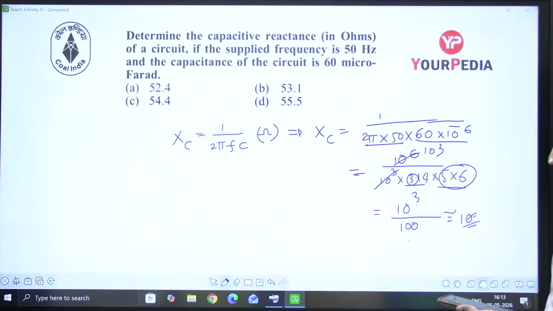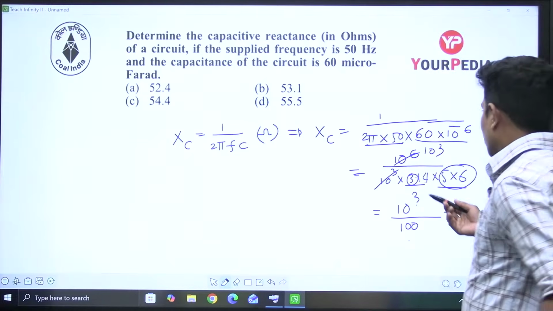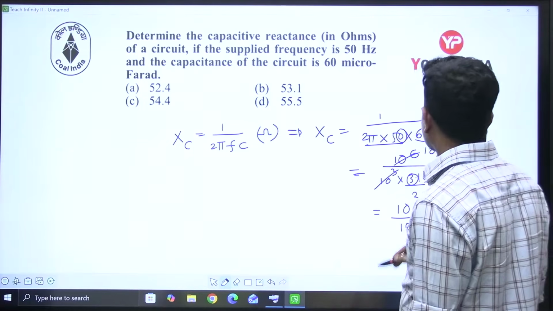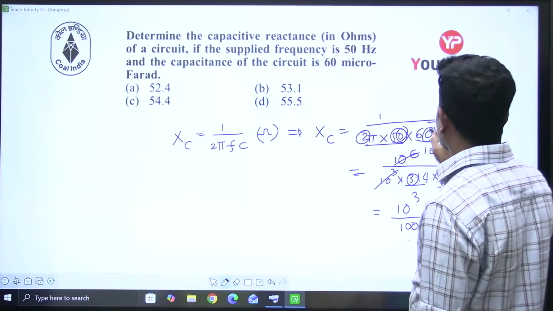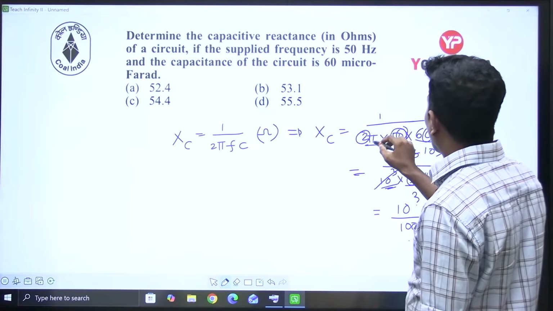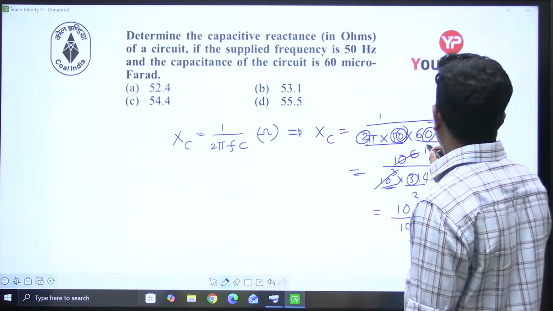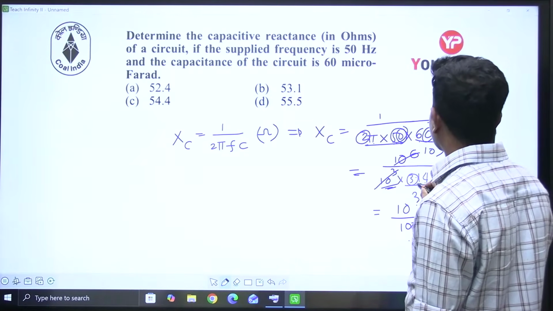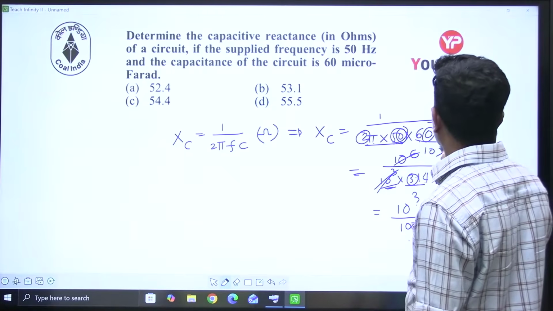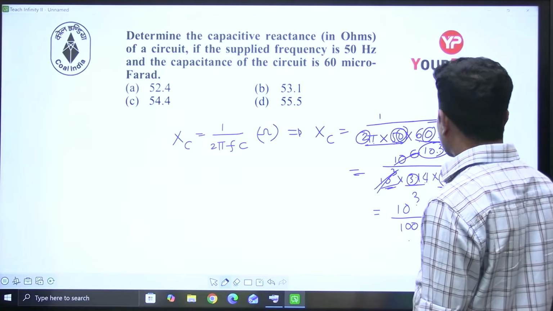So pi, I'm keeping 10 cube. Why did I write 10 cube? Here 10 is there. 50 into 200 is 10,000. In this, 10 I have taken, 1000 gone. Now pi is there, 5 is there, 6 is there. Pi is 3.14, 5 into 6 is 30. 30 into 3 is almost 90. 10 cube times gone. You are left with 10 cube divided by around 90, the answer will be 10 point something.